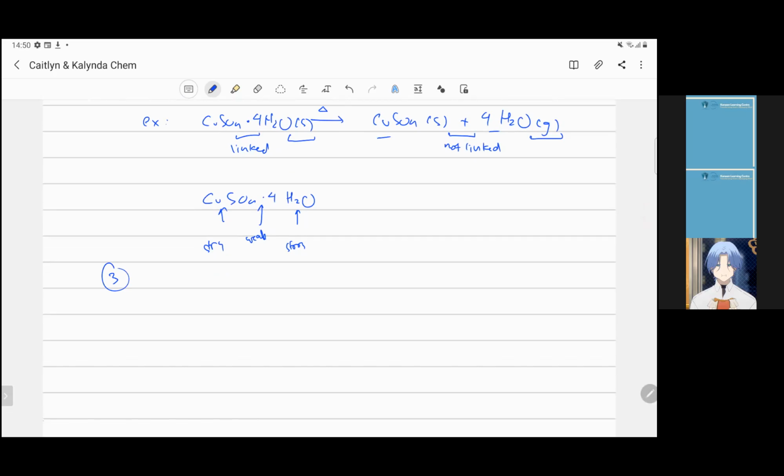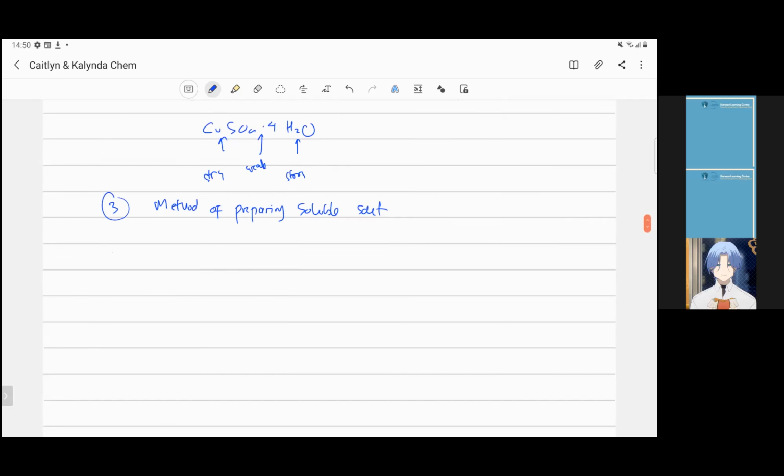Method of preparing soluble salt. Before we go to number 3 and number 4, I think it helps if we go back a bit and talk about solubility of substances.